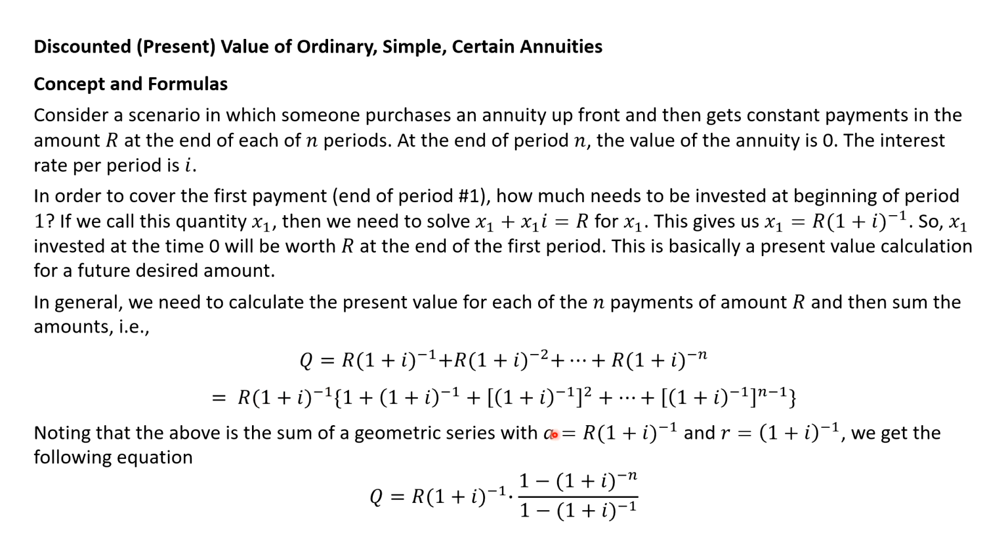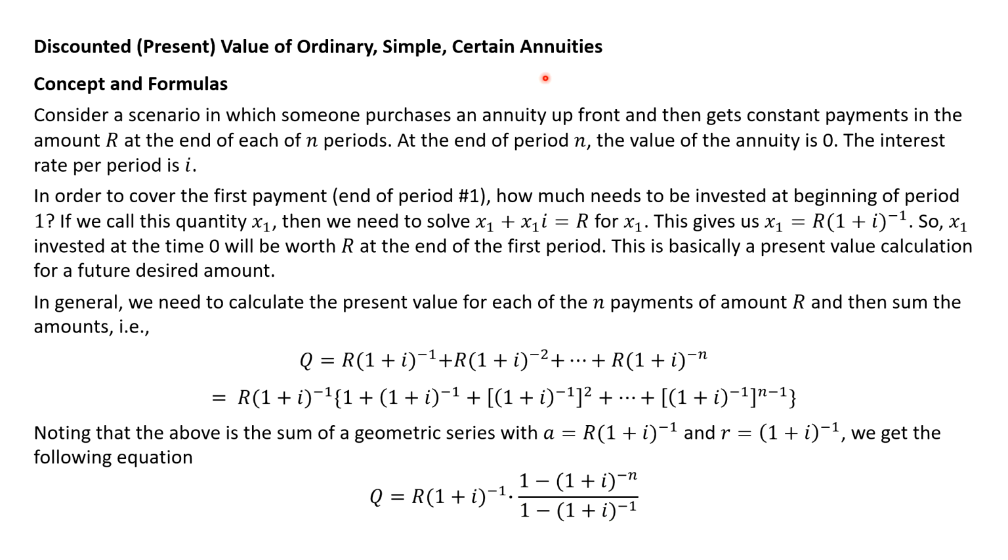And so this is a geometric series with a equal to this first term, the thing that's multiplied times all the terms. Then r is (1 plus i) to the minus 1, and we plug that into the formula for geometric series, which I showed you before, and we get this equation here. So this is our a, and you have 1 minus the r to the n power, and then this in the denominator.